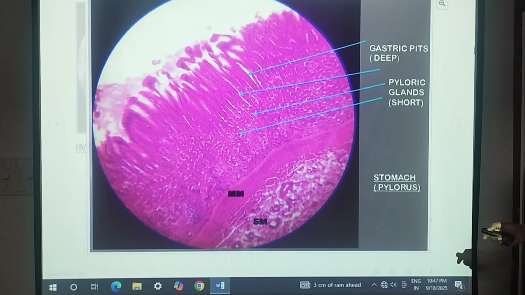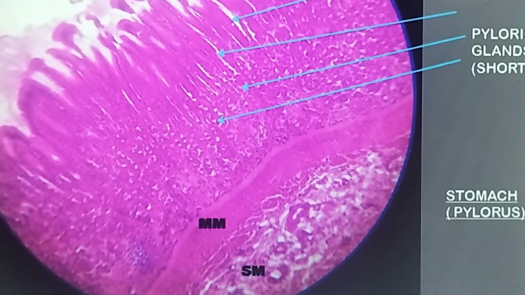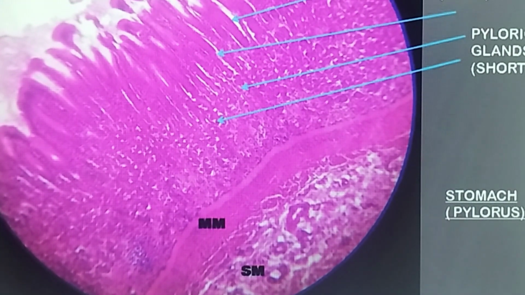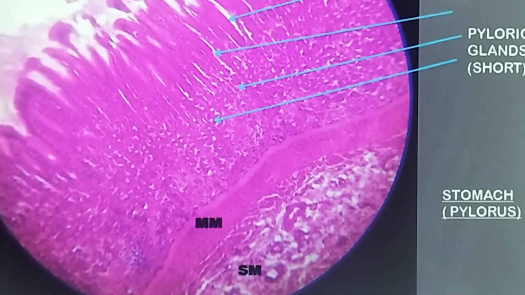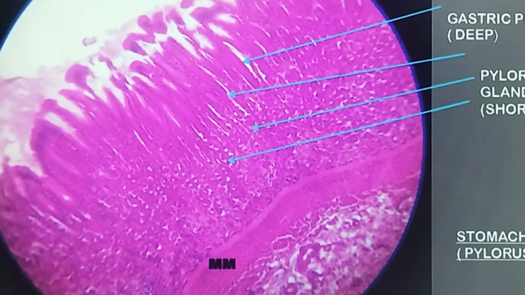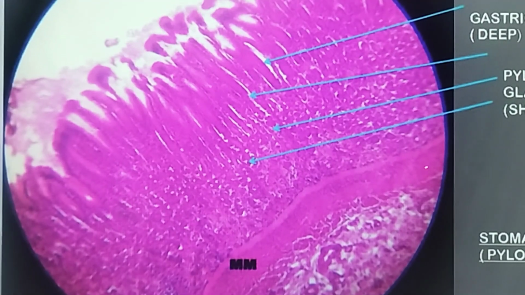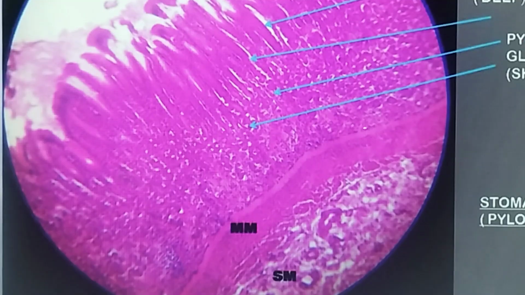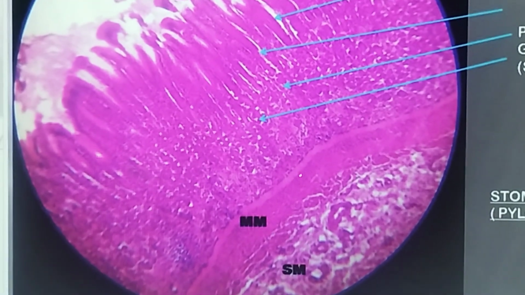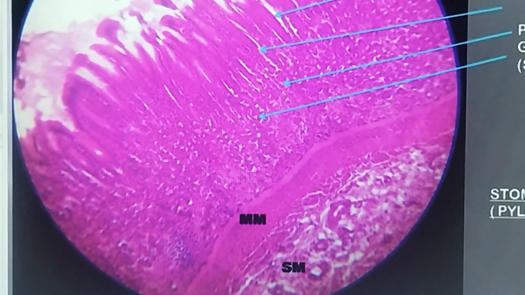Look at the gastric pits, they are quite deep. At the level of the fundus, it was shallow, but at the level of the pylorus, you can see the gastric pits are quite deep. Now, how do you compare the depth? You compare the depth of the gastric pits with the level of the muscularis mucosae. This MM is muscularis mucosae. So, there is a very well formed muscularis mucosae.